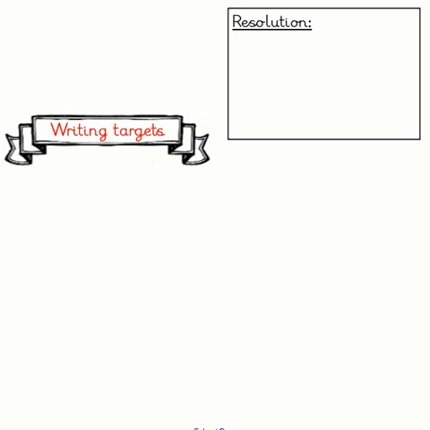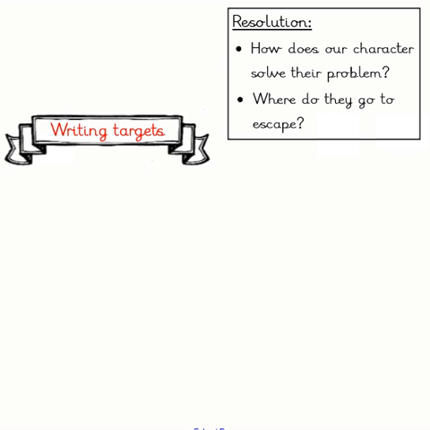You're almost ready to begin writing your next paragraph. Remember, you'll need to talk about how your character solves the problem and where they go to escape. We also need to think about our targets. Our first target is to make sure that we are writing in the first person, using words such as I, my, me, and us.